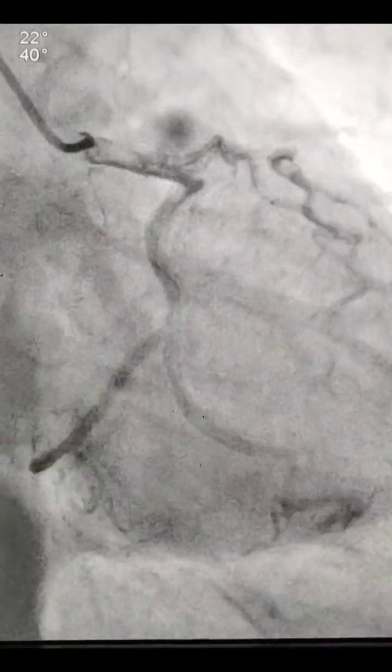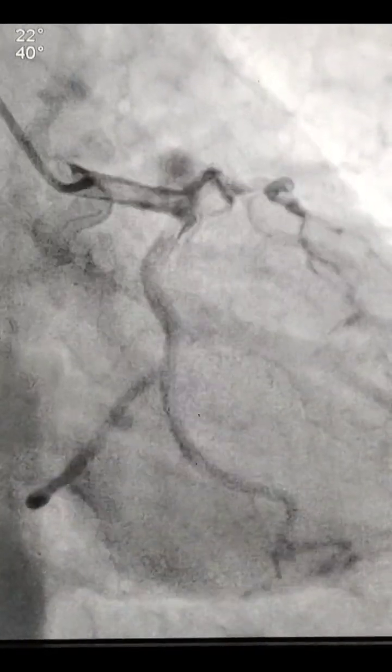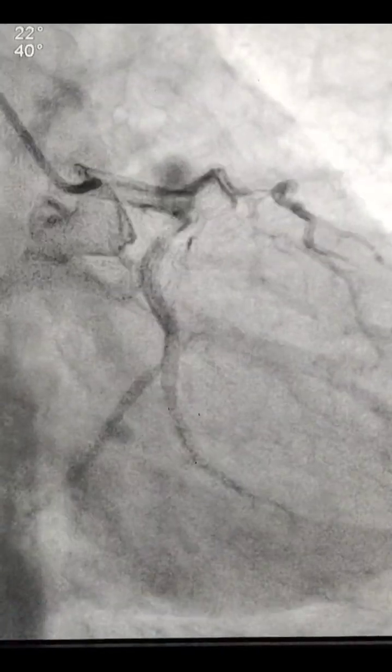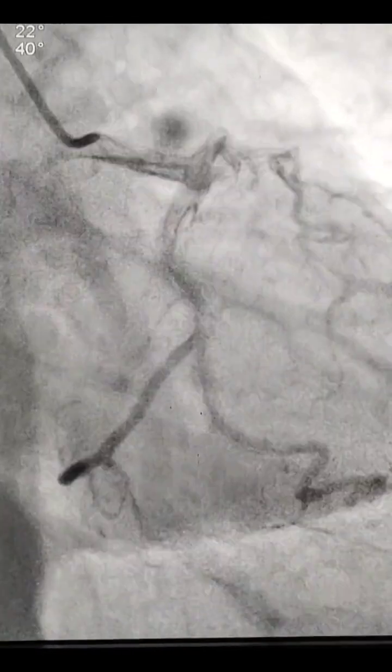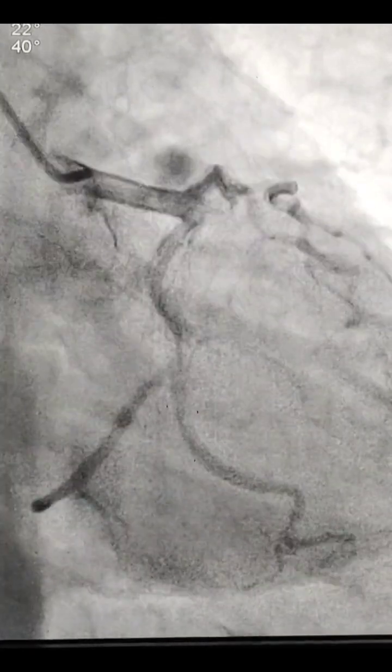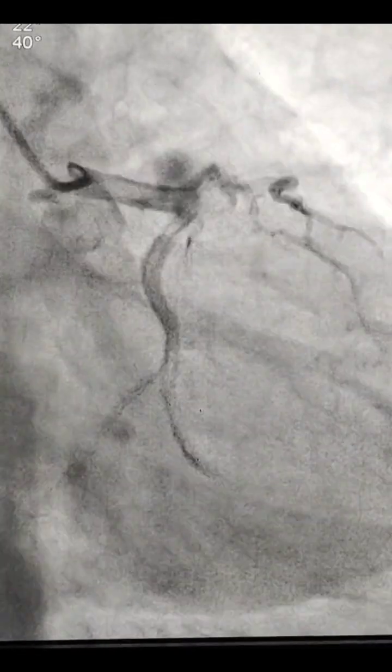So the left side shoot, and you can see the LCX giving rise to the PDA that will ultimately supply the inferior wall. So this is a dominant left system. So this is a left dominant coronary artery.